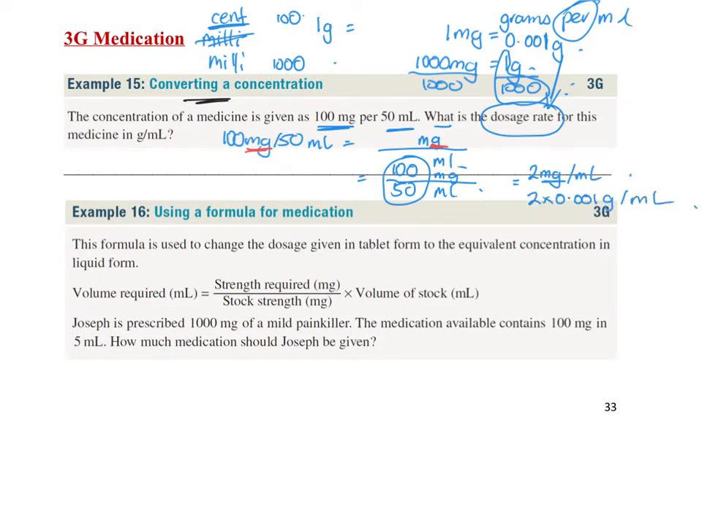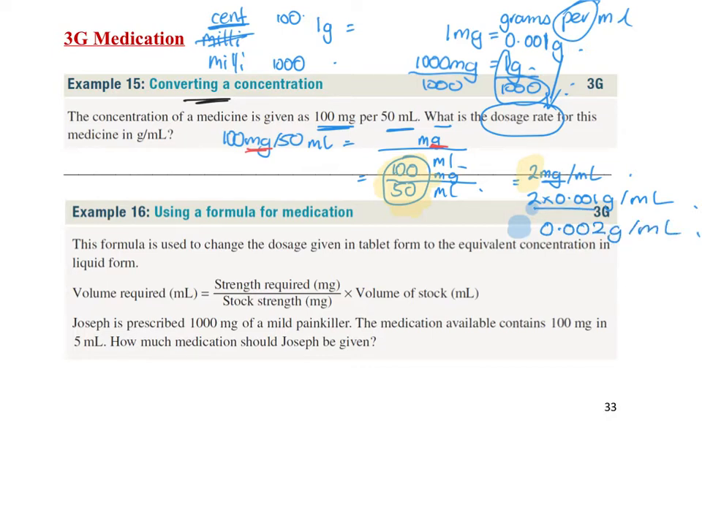The 2, good question, where did the 2 come from? Because 100 divided by 50 gave me the 2. Is that okay? That's a really good question, so that's clarified for you. All right, so what's 2 times 0.001? 0.002. So 0.002 grams per millilitre.